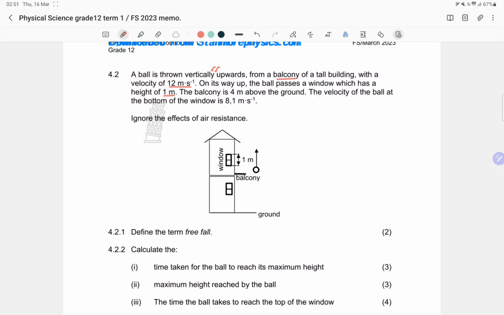The balcony is 4 meters above the ground. So this is meaning to tell us that this height over there is 4 meters. Not a problem. The velocity of the ball at the bottom of the window is 8 meters per second. So this means the ball here is doing 8 meters per second upward, while the ball here is doing 12 meters per second upward. Great stuff. And that is 8.1, not just 8.